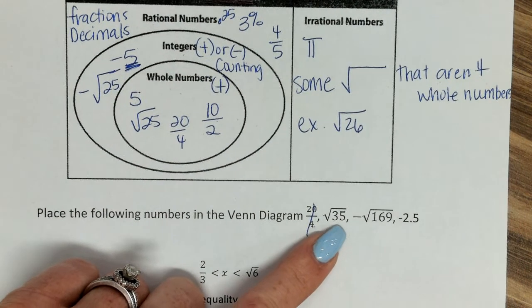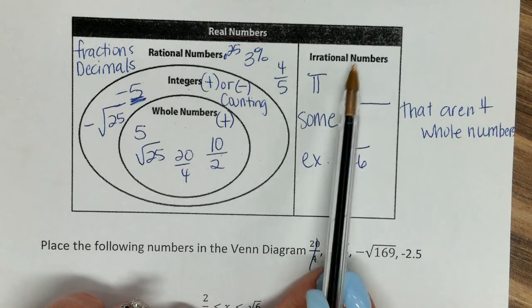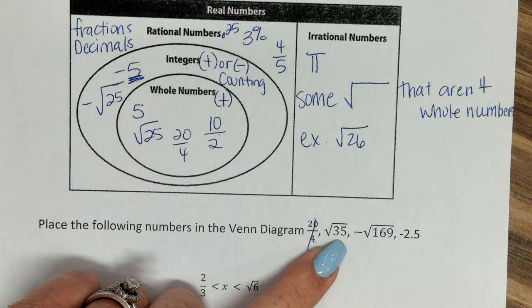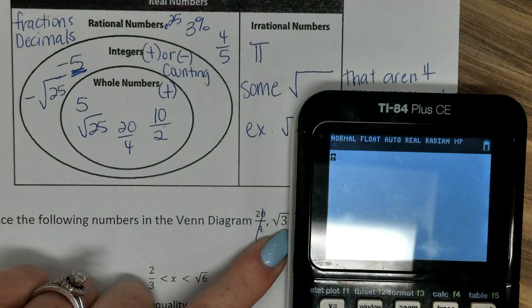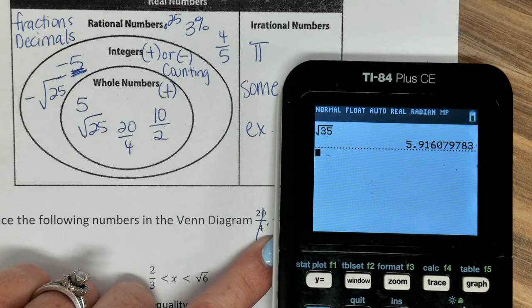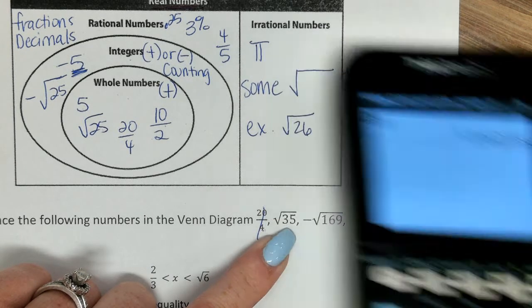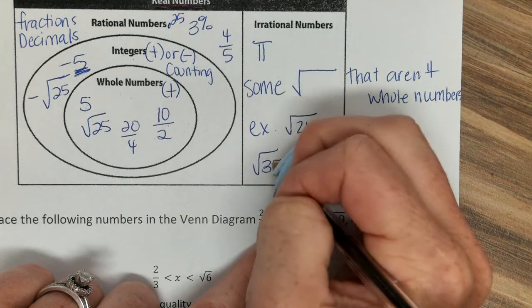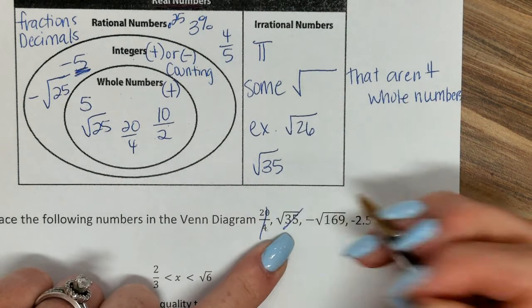The square root of 35. Well, it's either going to be irrational or it's going to be whole. So you've got to put it in your calculator and see which one it is. So put in the square root of 35. Is that a whole number? No. So is it irrational? Yes. All square roots go to irrational unless they're whole numbers.